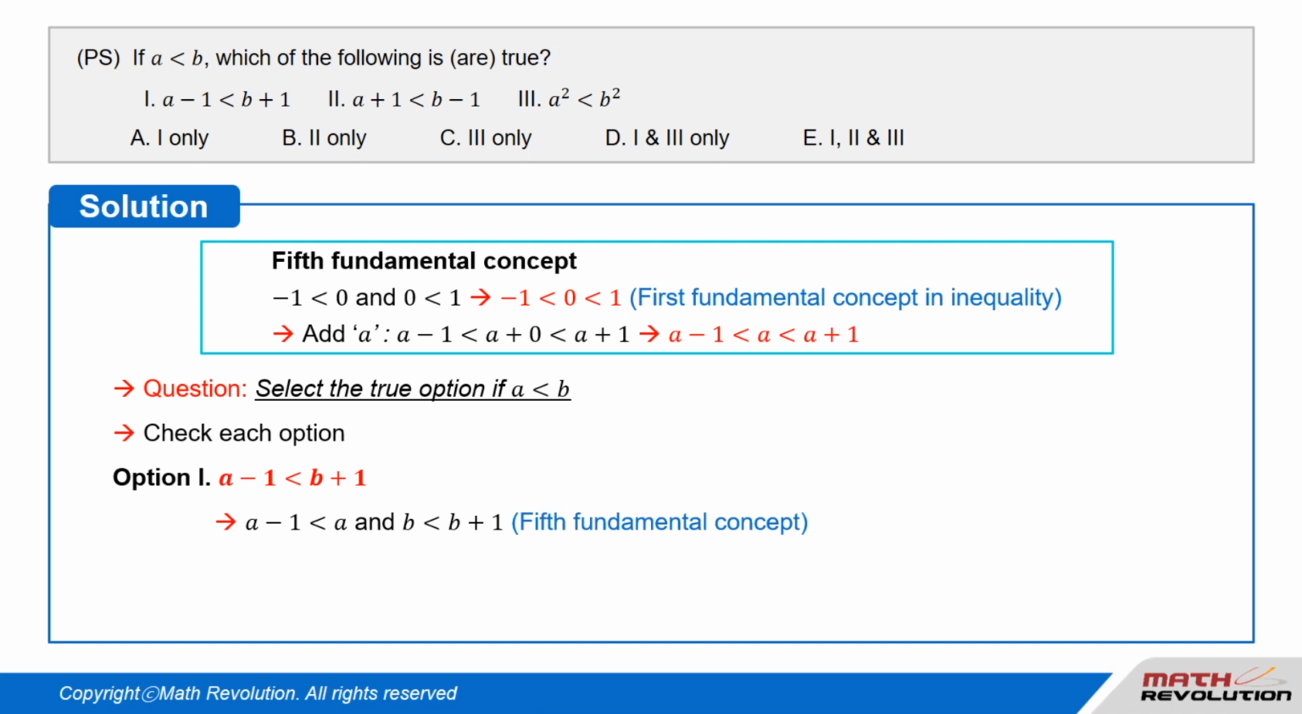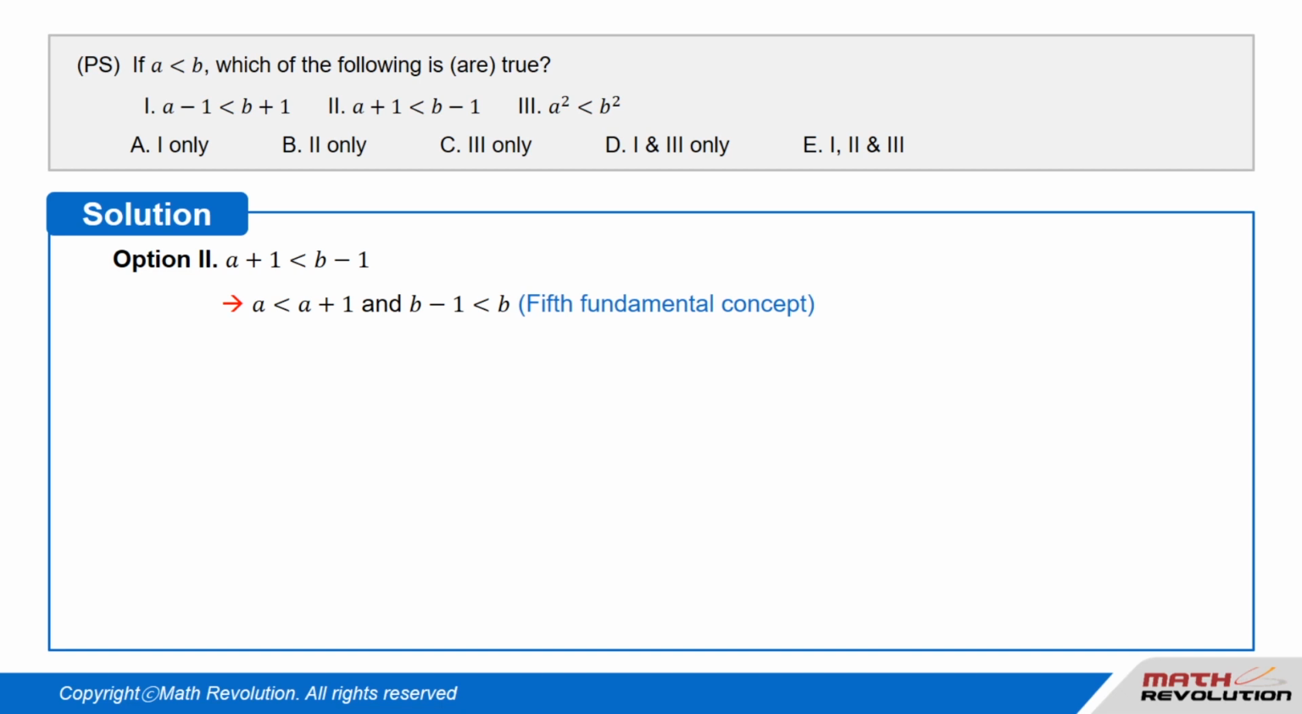Now, using the fifth fundamental concept, we can write A minus 1 is less than A and B is less than B plus 1. And since A is less than B, we now have A minus 1 is less than A, which is less than B, which is less than B plus 1. Using the first fundamental concept, we can say A minus 1 is less than B plus 1 from the inequality A minus 1 is less than A, which is less than B, which is less than B plus 1. Hence, this option is true.